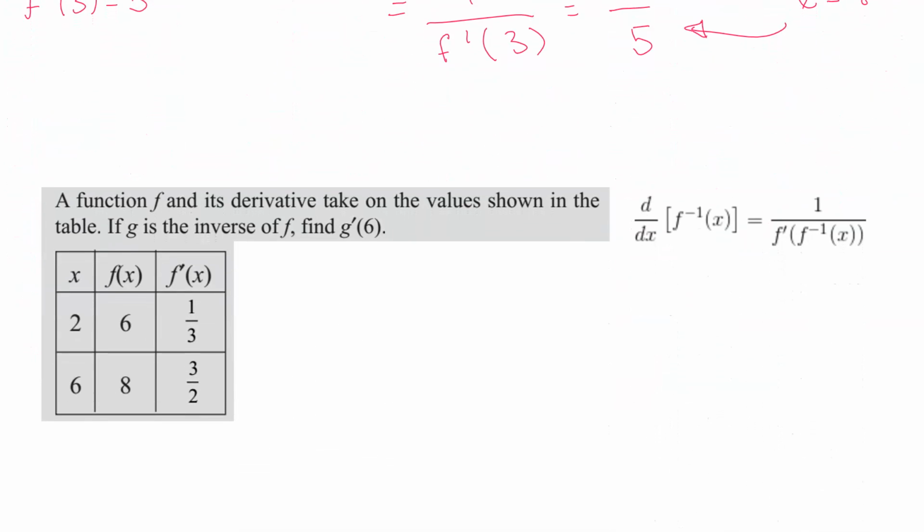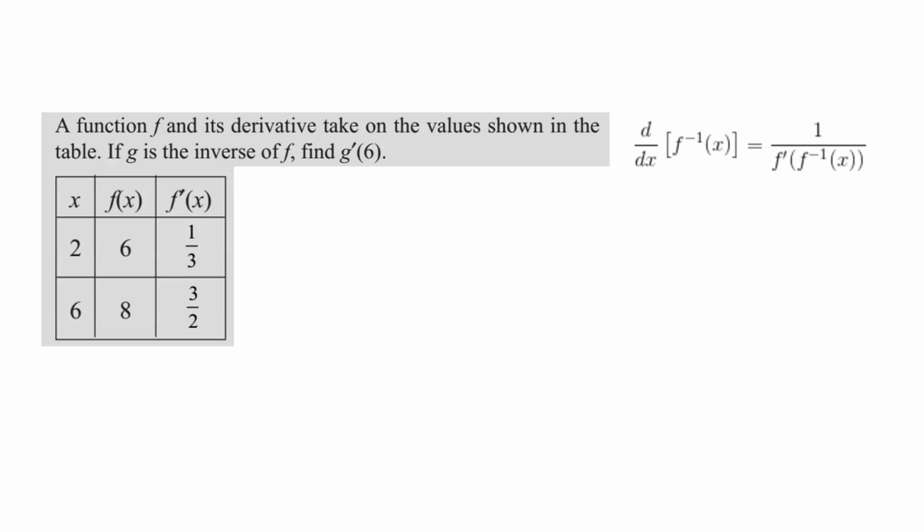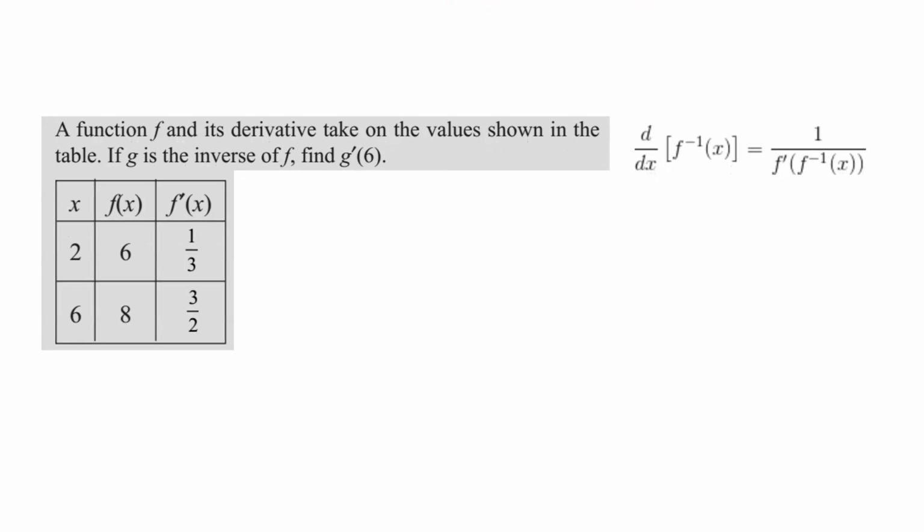This next one is going to have us considering the other form. So the other form has g prime of x equal to 1 over derivative f at g of x. So this is another way of writing the same thing.